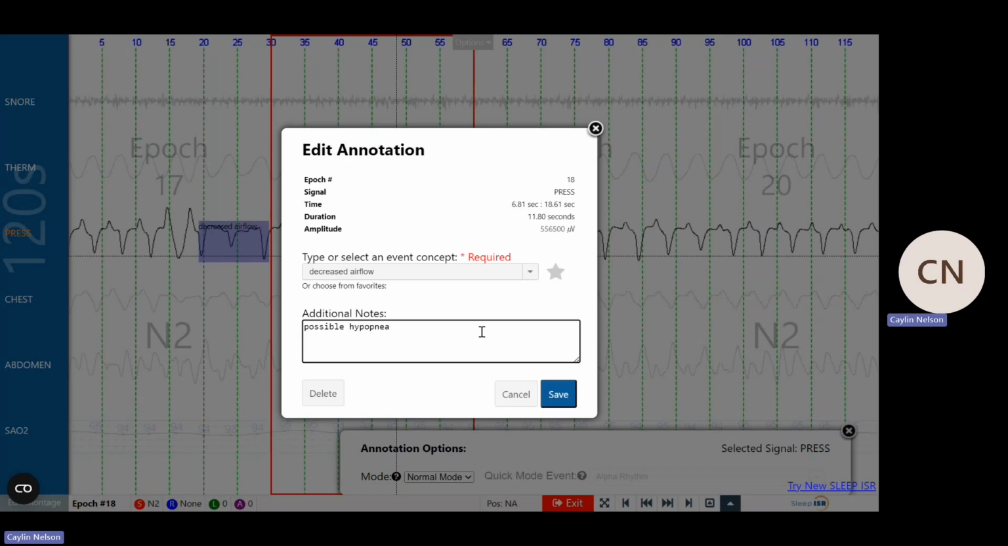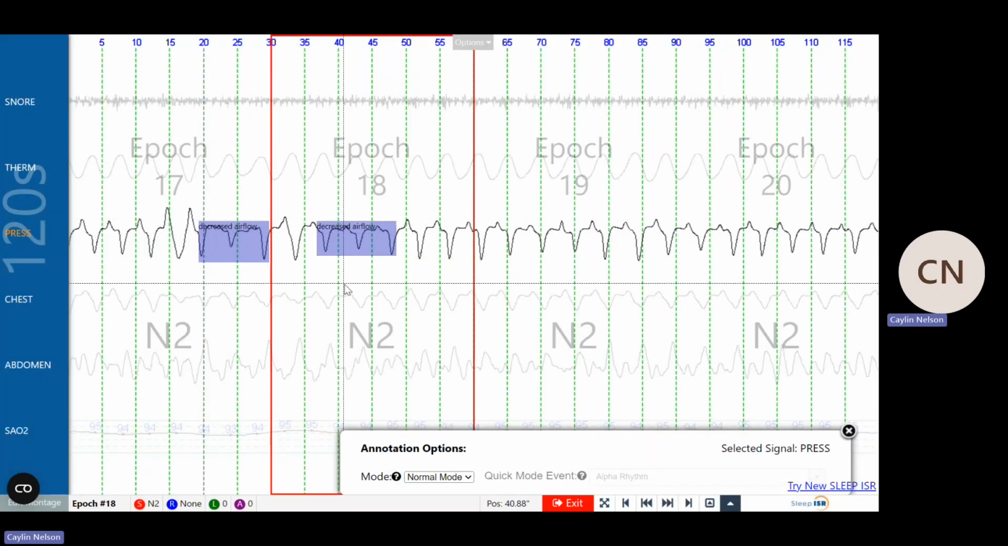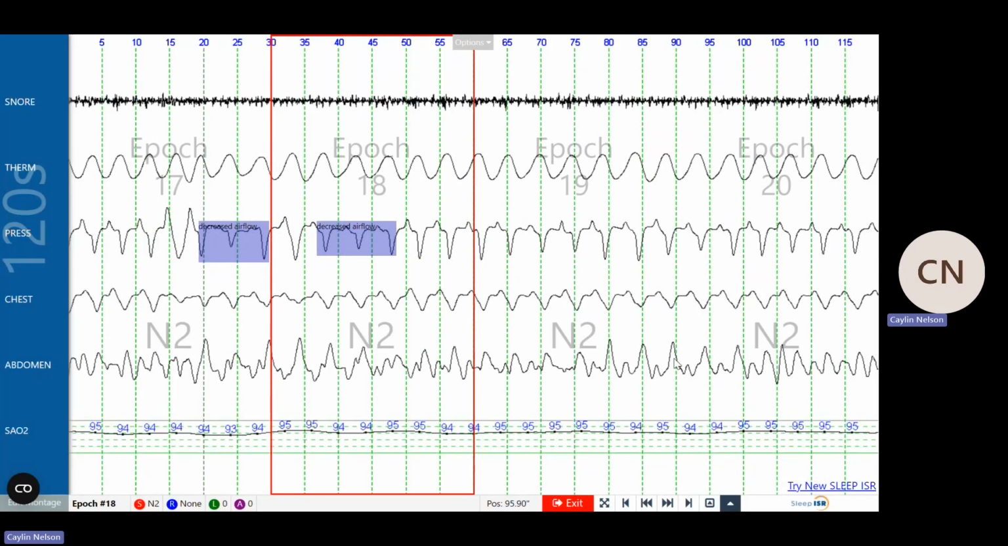We haven't really determined if there was a desaturation that happened yet. So I'm going to click save and then go back to the oxygen channel, your SaO2, see if there's any 3% drops. So we peaked at 95. What we'd be looking for is at 92% oxygen. Remember, that is that 3%. And do remember that 3% is just your minimum.